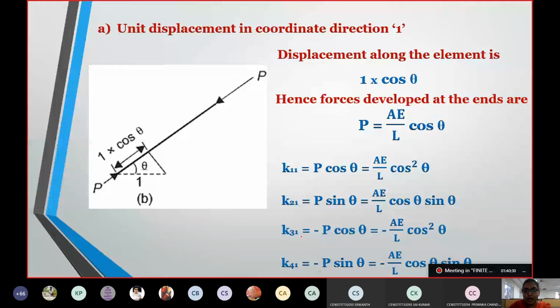I'm applying at 1, I want at 3. I said there should not be any displacement happening in the other coordinates. So I need to restrict that. To restrict that, I need to give equal and opposite force in the other directions to restrict the displacement happening at these coordinates. All right. So minus P cos theta, minus P sin theta. Are we clear? So we got the first 4 terms when we are applying unit displacement at coordinate 1. So what is the next one?